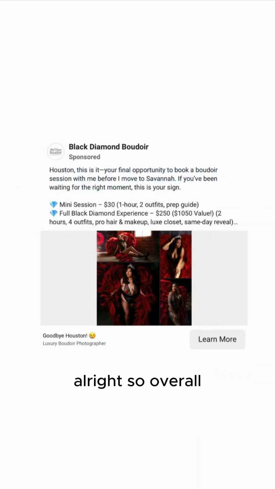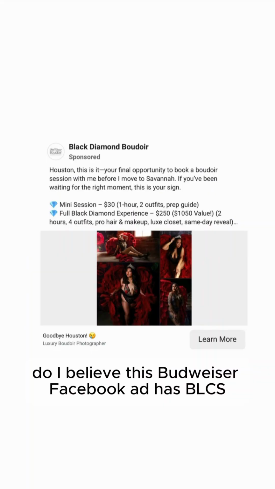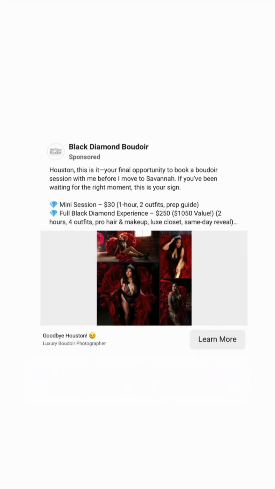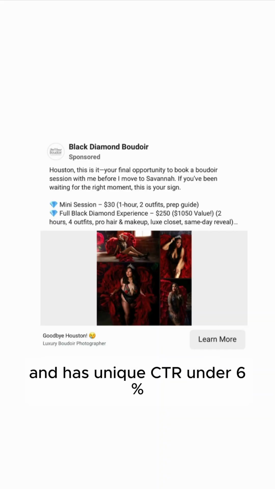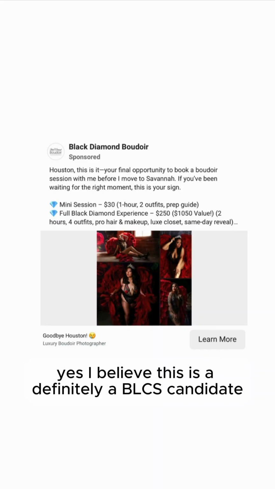All right, so overall, do I believe this Boudoir Facebook ad has BLCS, aka Boudoir low click syndrome, and has a unique CTR under 6%? Yes, I believe this is definitely a BLCS candidate.